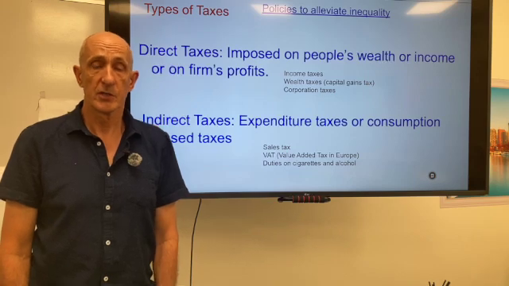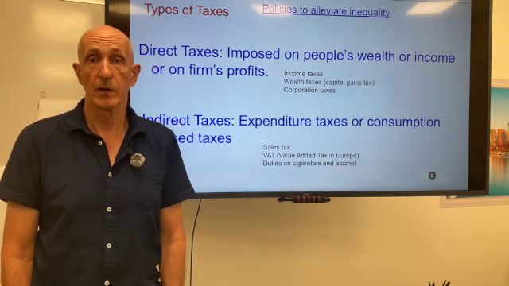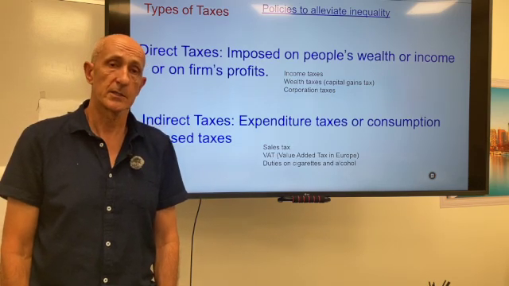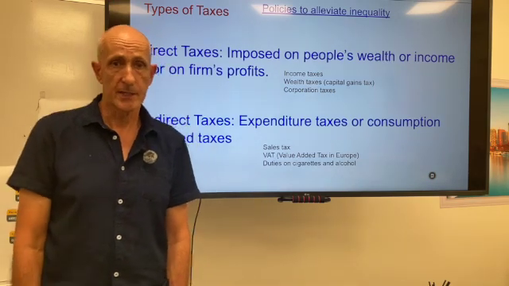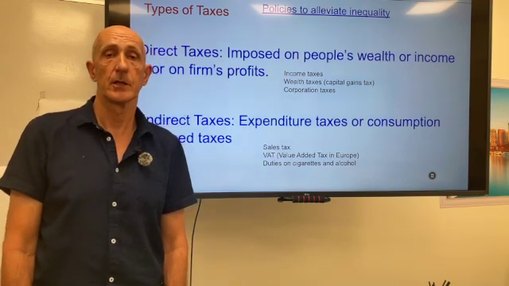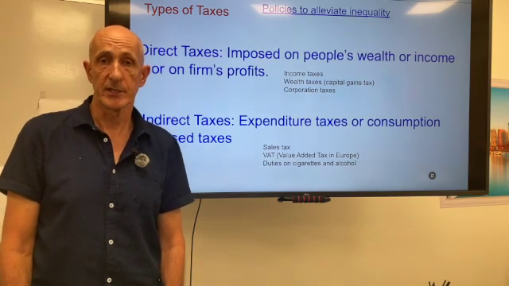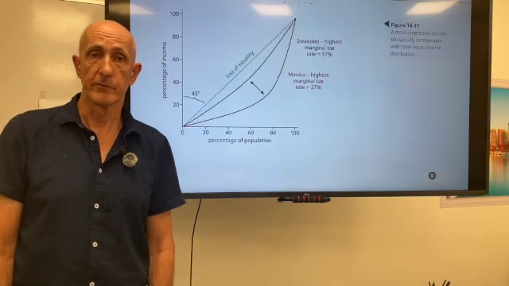There are a number of different policies. The main one here is taxation. We have direct taxes on people's wealth or income, like income tax or wealth taxes, and we have indirect taxes on expenditure. You should be familiar with the fact that direct taxes tend to be better at alleviating inequality. They're progressive, whereas indirect taxes are regressive in nature. They take a higher percentage of your income as your income falls.